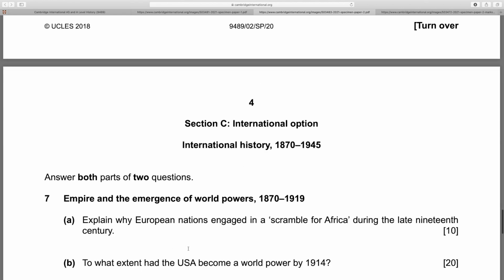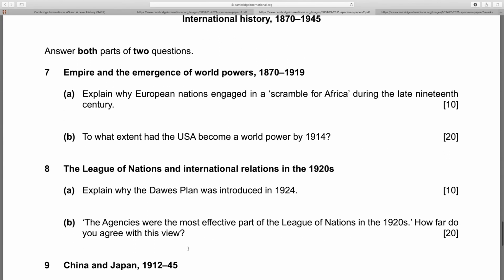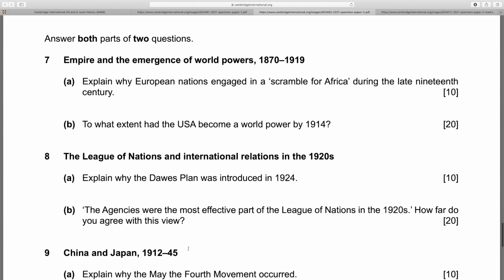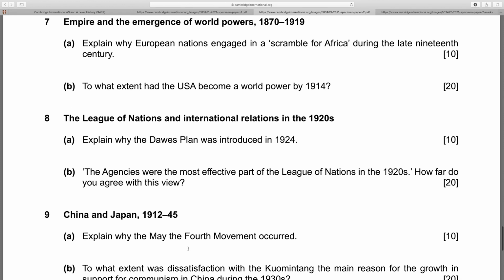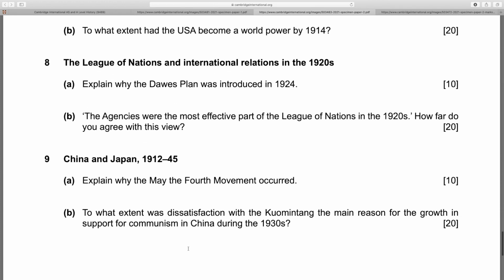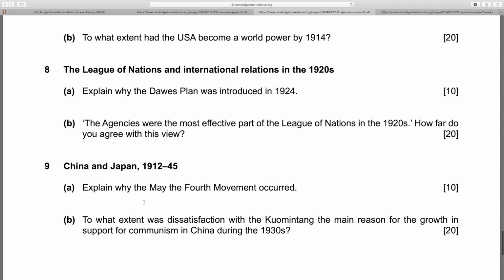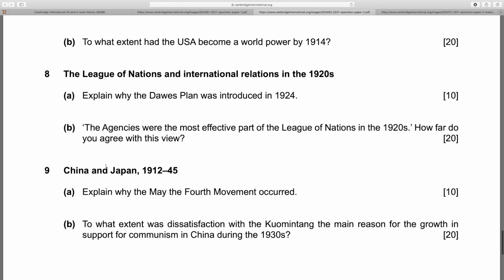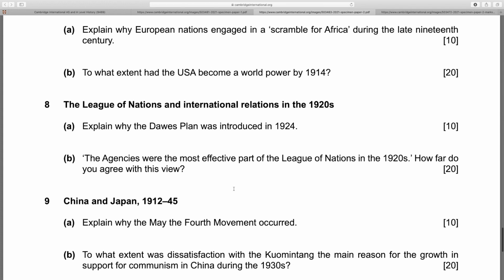And for international, just for the sake of showing all of them, it's the same thing. You have Empire and the Emergence of World Powers, the League of Nations, and China and Japan. So you have the same thing here. Your explain why, and your to what extent questions.